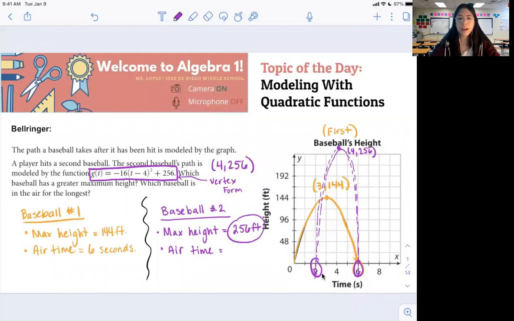So think about it again. How long was it in the air for? Not 2 seconds. It started at 2. It went up. It came down at 6. How many seconds is that? 4 seconds. So which one was in the air for longer?